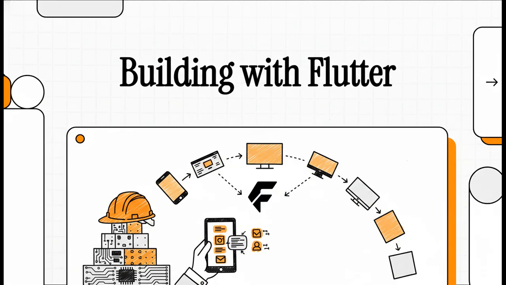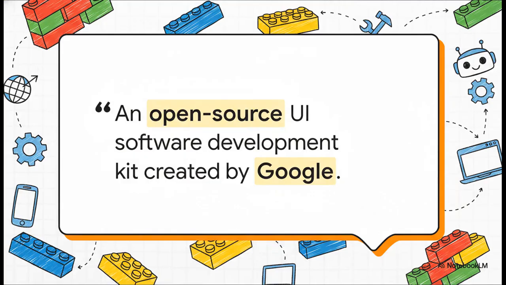Welcome to the Explainer. Today we are putting on our architect hats because we are drawing up a complete blueprint for Flutter, which is Google's toolkit for building incredible apps that can run pretty much anywhere. So let's start with the official definition. At its heart, Flutter is an open-source UI software development kit from Google. But what does that really mean? Well, think of it like a giant, premium box of building blocks for developers, letting them create beautiful, fast applications for mobile, web, and desktop.